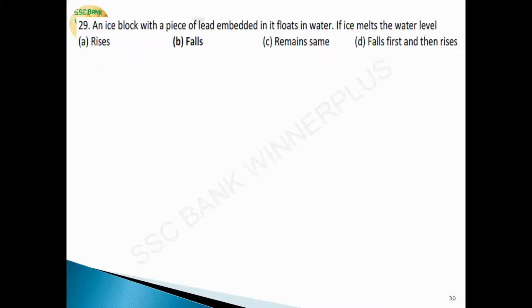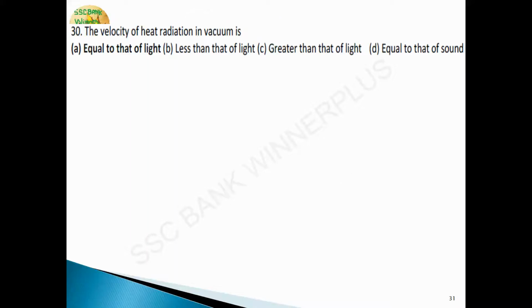An ice block with a piece of lead embedded in it floats in water. If the ice melts, the water level falls. That is the answer. The water level falls because the density of the lead is greater compared to the density of water. Therefore, the level of the water will fall. So the answer is option B. Water level falls.